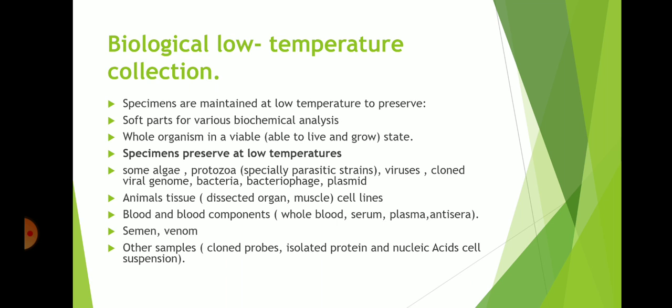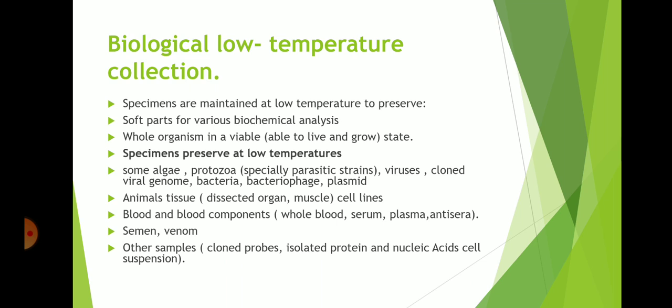Next type is biological low temperature collection. We know that at low temperature the body cannot degrade or decompose. So low temperature maintains the body structure of the specimen. Specimens are maintained at low temperature, which is useful for the preservation of animals, and keeps the specimen in its entire structure.